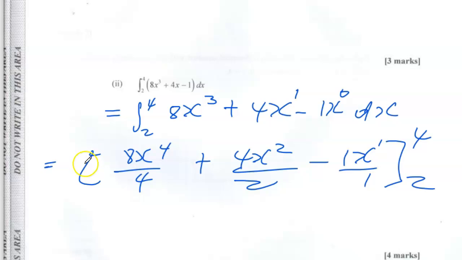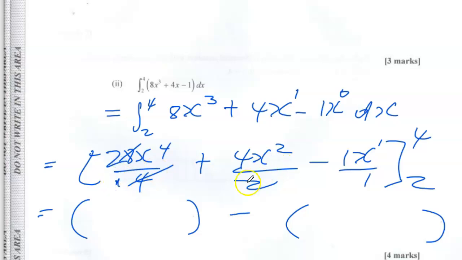Alright, so after we do that, we form two brackets. In the first bracket, replace x with the top number, and in the second bracket, replace x with the bottom number 2. So in the first bracket, we replace x with the top number 4. By the way, let's simplify this a little bit. 8 over 4, 4 into 8, that's 2. So that's 2x to the power 4.